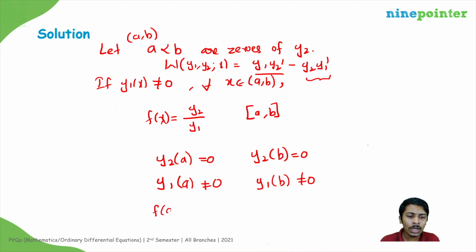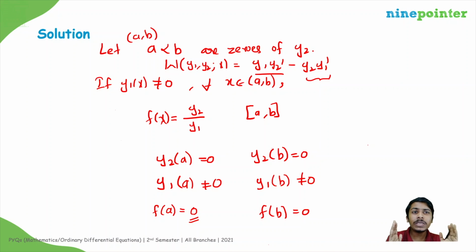Now tell me, what is f of a? f of a will be y2 of a divided by y1 of a. But y2 of a is 0, so f of a is 0. Similarly, f of b will also be 0 because y2 of b is 0. So we have a function which is defined on a closed interval and has both end values equal to 0. Do you remember any result from calculus that we can apply here? We can use Rolle's theorem and say that there will be some point in between where the derivative will be 0. Yes, exactly. So there will be some c in the interval ab.